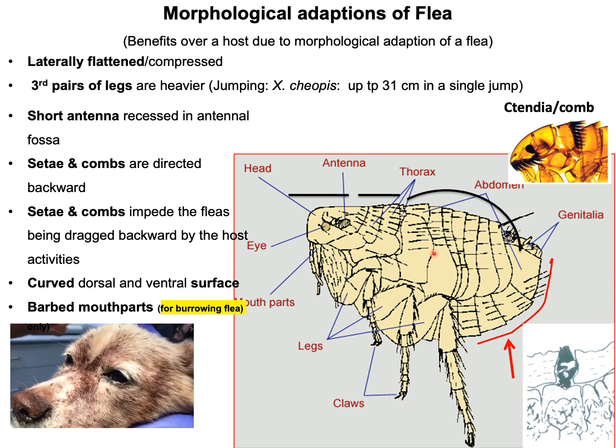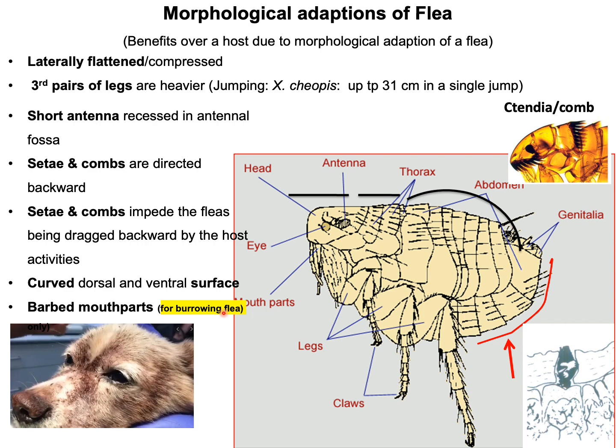And if you look at this picture, you can see the body is curved: that is the dorsal side, and the ventral side is curved. As a result, they don't create any friction, or they help in the forward movement of the flea through the body coat of the host.